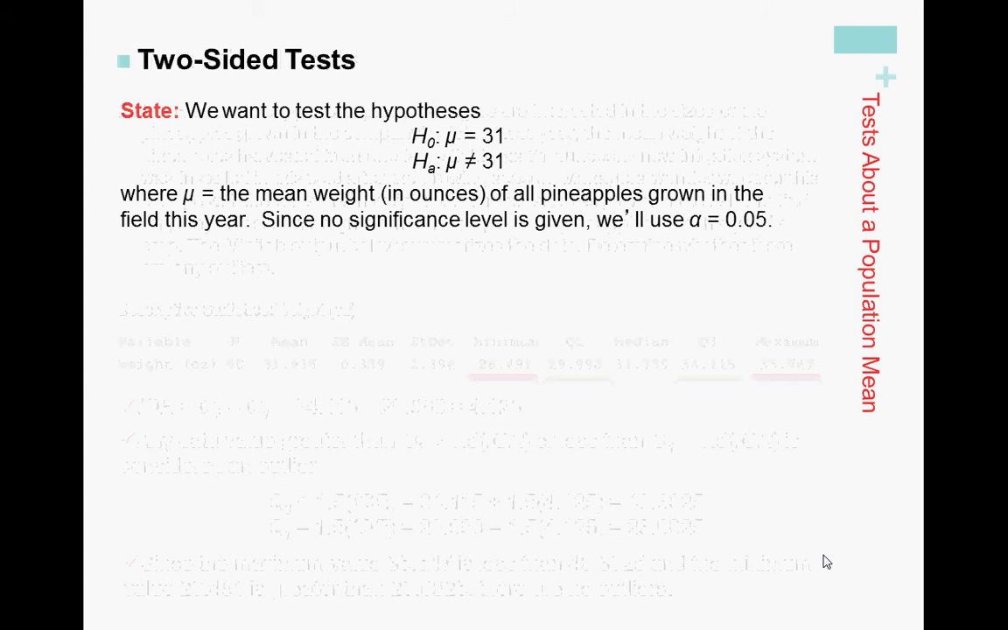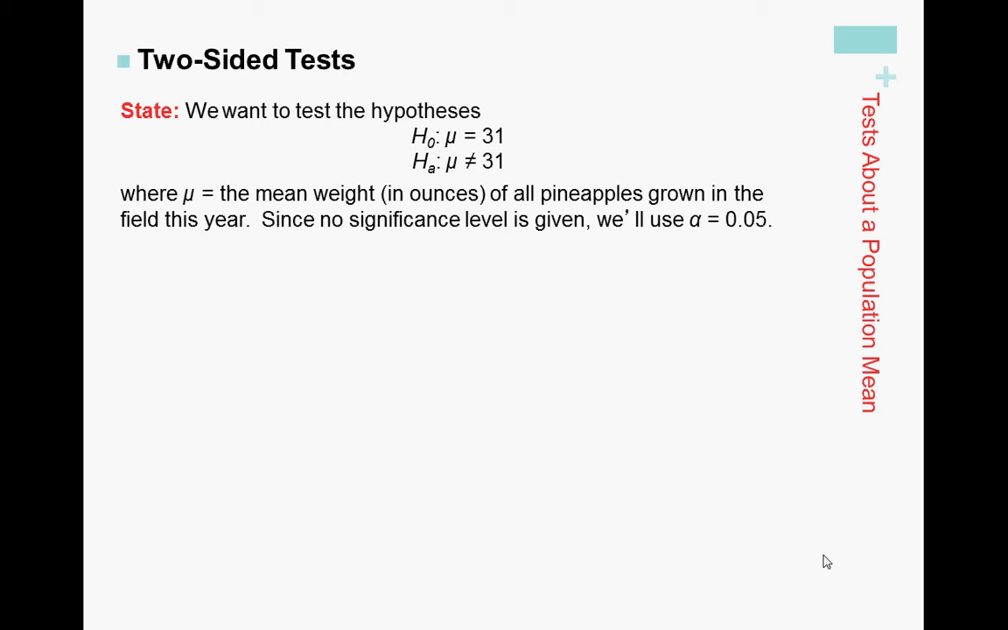We want to test the hypothesis. The null hypothesis being that mu is equal to 31. In other words, no change, no difference from last year. The alternative hypothesis, if you look back, it just said they wonder if it has affected it or will make it change. They don't specify what direction, just that it changes. So we're doing a two-sided test, shocking, since that's the title of the slide, of mu does not equal 31. And we define mu as the mean weight in ounces, it's good to specify what units you're using, of all pineapples grown in the field this year.